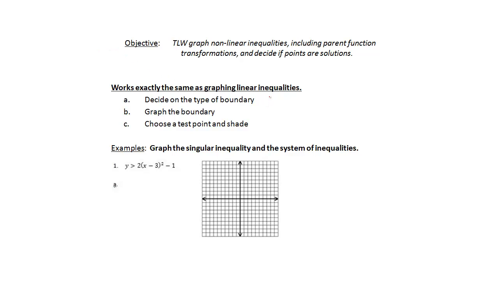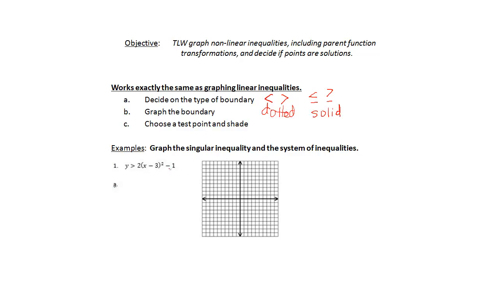The first thing you're going to do is decide on the type of boundary. Just remember, less than and greater than are both dotted lines. If you have a less than or equal to, or a greater than or equal to, then that is going to be a solid boundary line. Okay? Then you're going to graph the boundary, choose a test point, and shade.